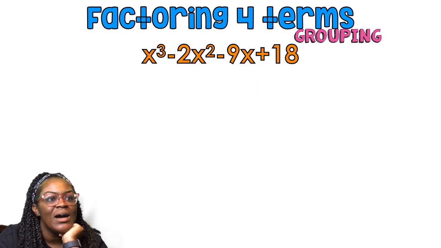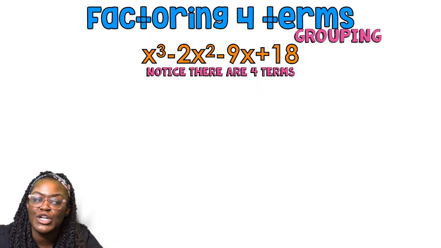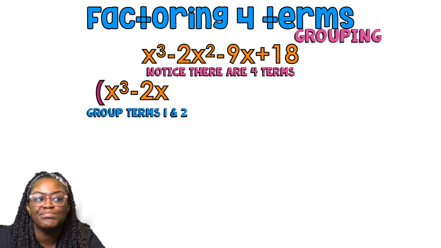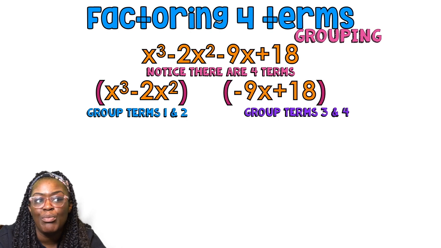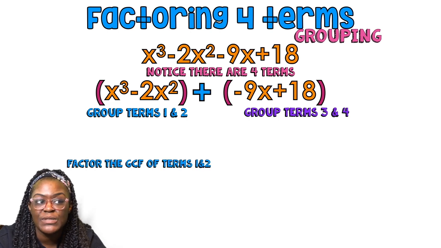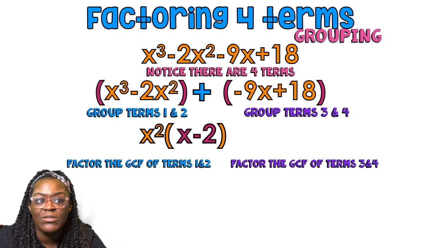Okay. Same thing. We're going to group the first 2 terms. Boop, boop. We're going to group the second 2 terms. Boop, boop. And we're going to put a plus sign in the middle. Boop. We're going to factor out the GCF of the first 2 terms. So what do they have in common? It's going to be an x squared, baby. And what's left is going to be an x minus 2. And then in the second set of terms, we factor out a minus 9, and what's left is x minus 2.